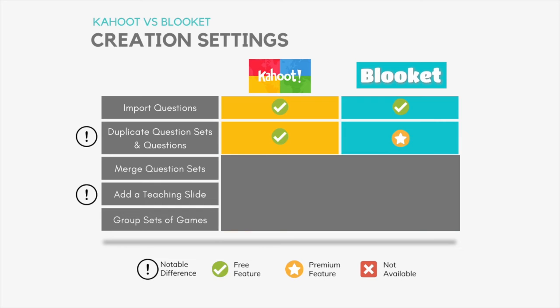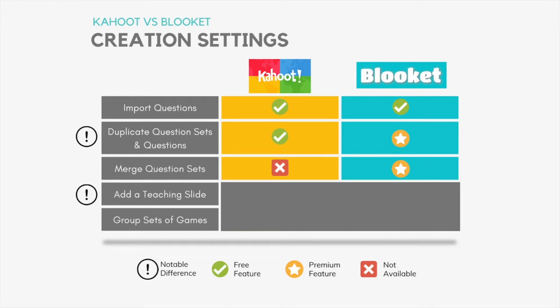Another creation setting is, can you merge question sets? With Kahoot, you cannot. And with Blooket, this is a premium feature. So we could look at 3 different question sets that teachers have created, and we could bring all 3 of those question sets together into one Blooket game. A big notable difference with these creation settings is, can you add a teaching slide? And Kahoot, you can. Blooket, you can't.